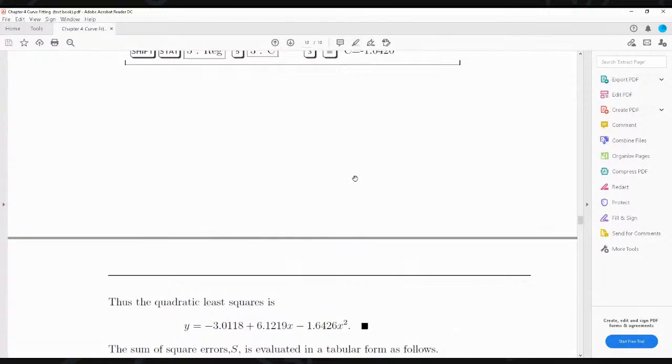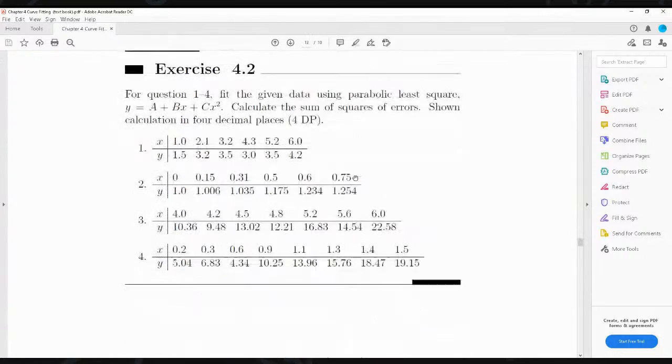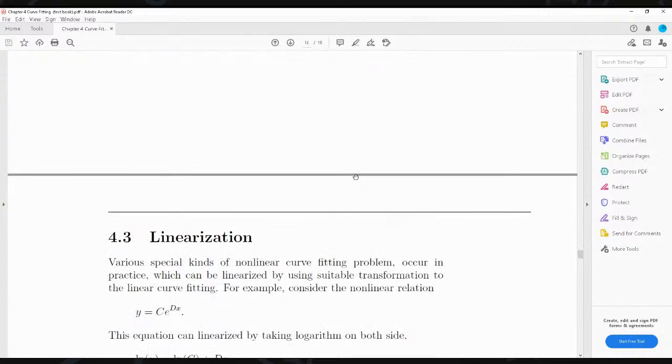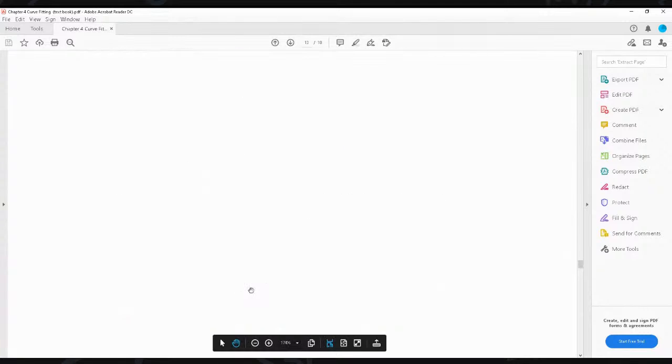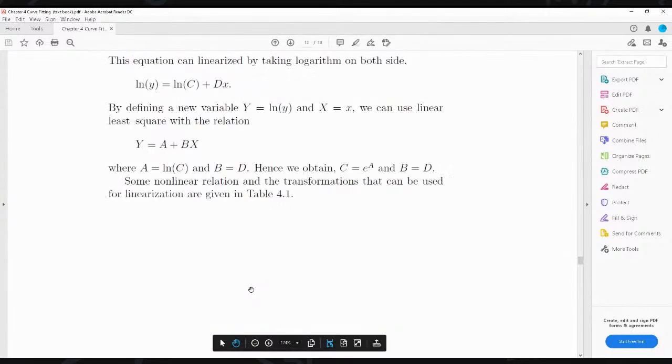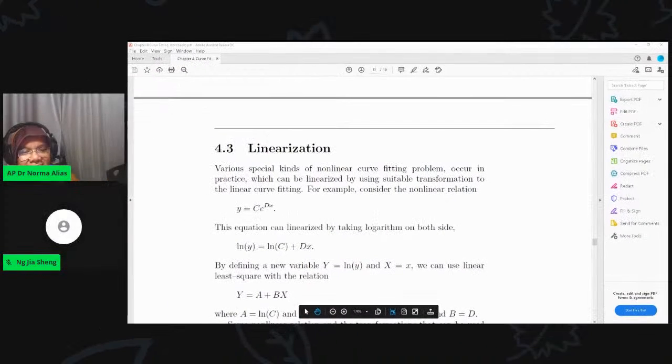There are exercises I will ask you to do after the class. Exercise 4.2. Now we go to the linearization. What is a linearization? Go to page 13. So now, what is linearization? Linear. How do we do the linearization?